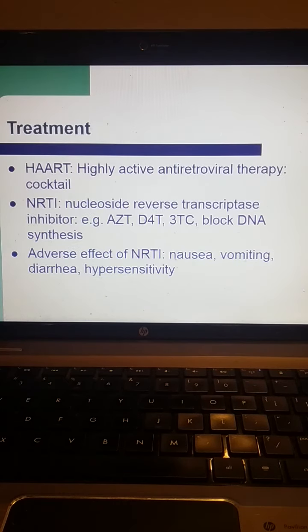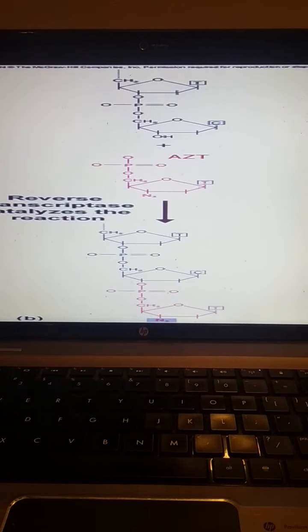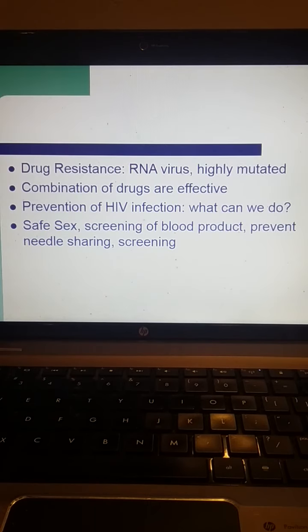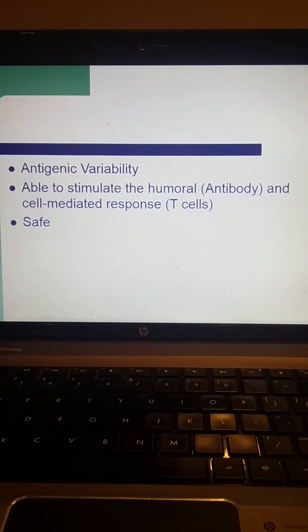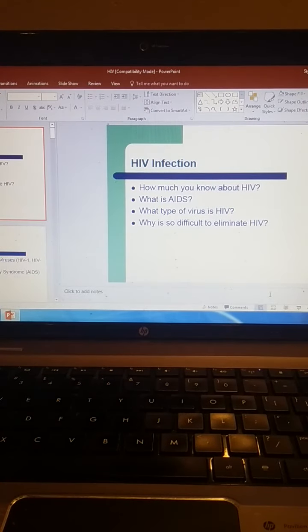Okay, AIDS treatment. The only thing you need to know is the name, ART, and I will not ask you all the details of how they work. Okay, so this is pretty much the HIV.